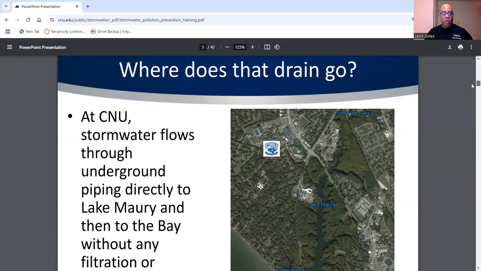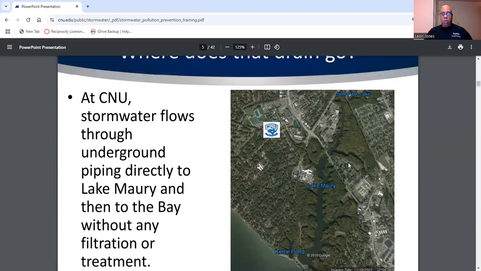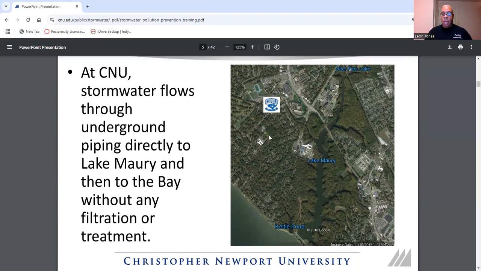Now, where does the drain go? Well, over at Christopher Newport University, all the water flows right to Lake Maury. And how does it get there? It flows through underground piping directly to Lake Maury and then to the bay without any filtration or treatment. You can see the map. Here's Christopher Newport University. Here's a little creek, Lake Maury, Kettle Pond, and out there to the bay. Now, over here is the James River.